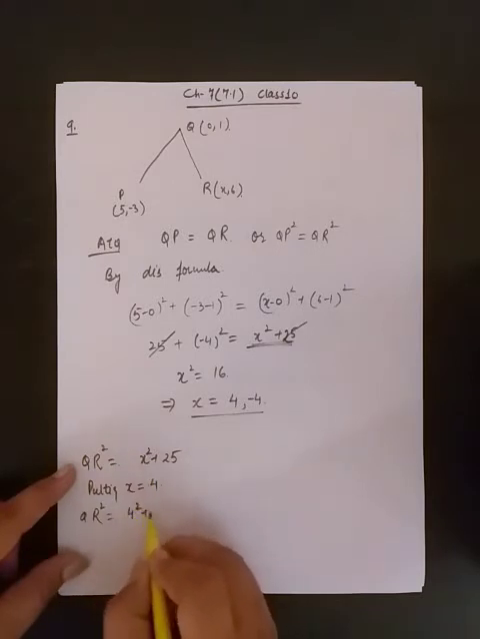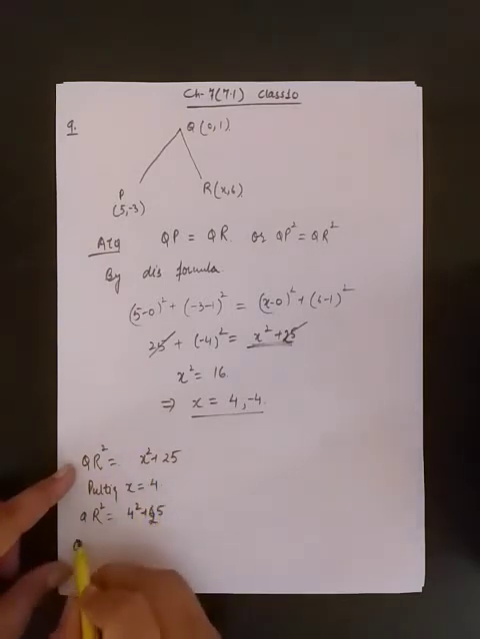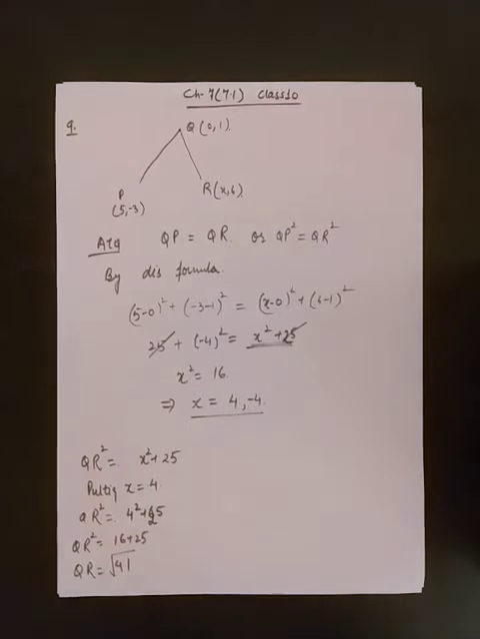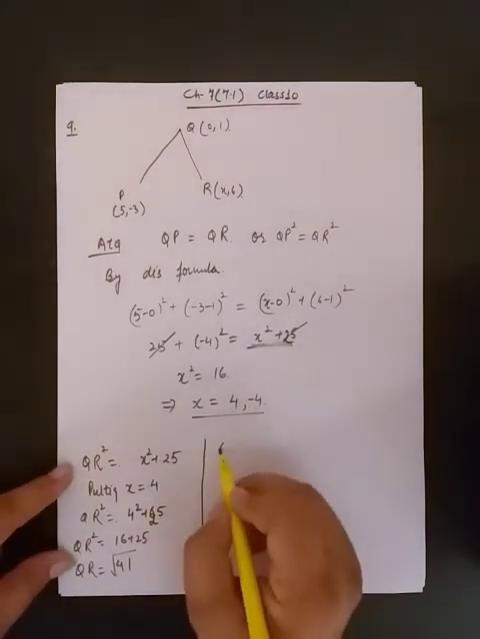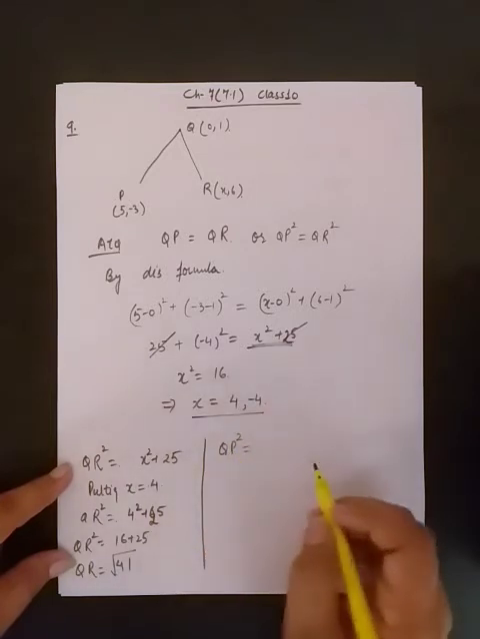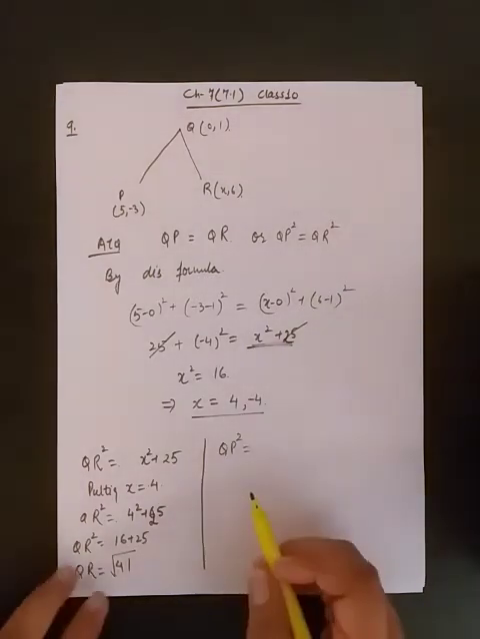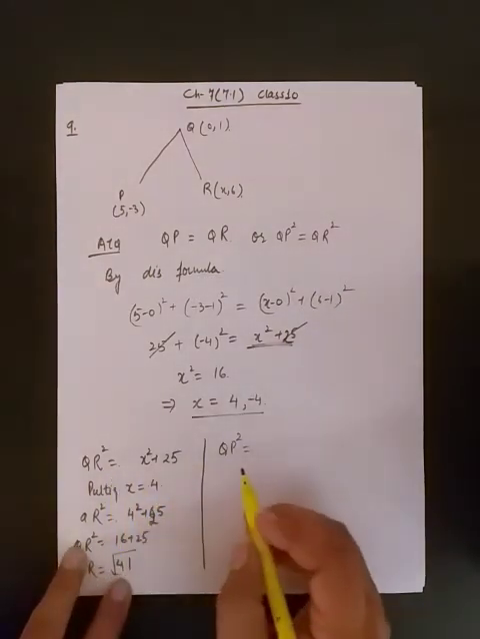4 square plus 25. And we get QR square as 16 plus 25. QR will be 41 under the root. Similarly, we can find the distance QP square. And now QP square is a constant number because both the values for this are given. So no need to find it. We have to find QR and PR.